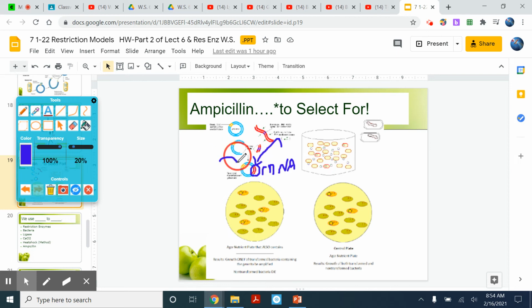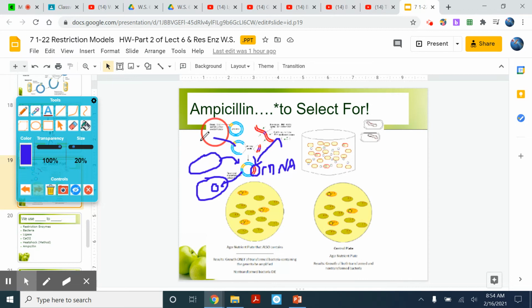And then we have a gene right here, which causes it to make a protein that destroys ampicillin so that ampicillin can't kill it. When we mix this plasmid in with bacteria, here's what's going to happen: some of them are going to be transformed. Some of them will take in the plasmid, but other ones won't. The DNA won't go into them.